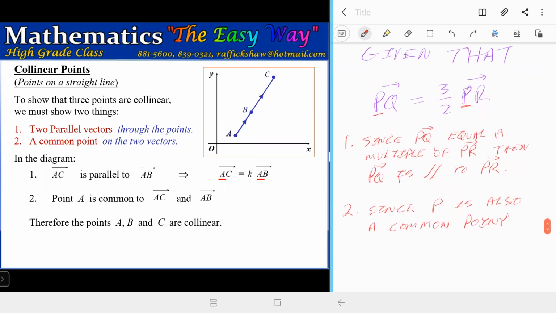Since P is also a common point, then P, Q, and R are collinear, meaning that they are on a straight line. So if a question gives me this, I can draw these conclusions.